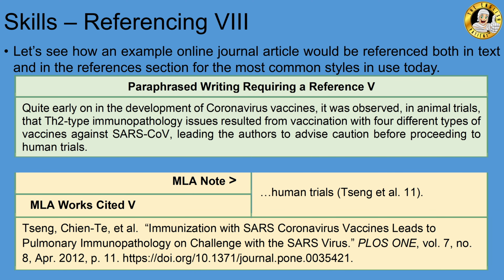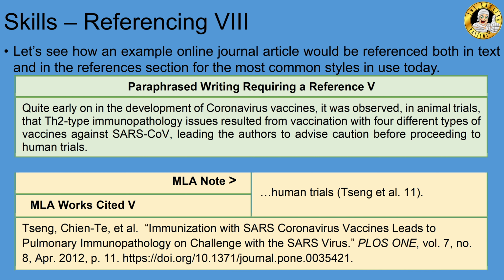MLA style would be slightly different. So we'll use MLA note style for the parenthetical citation. This would be human trials, open your bracket, Tseng et al, full stop, and then number 11, page number. Close the bracket. For the full citation, which is usually called works cited, then we would have the family name Tseng, and then the full first name, and then et al.